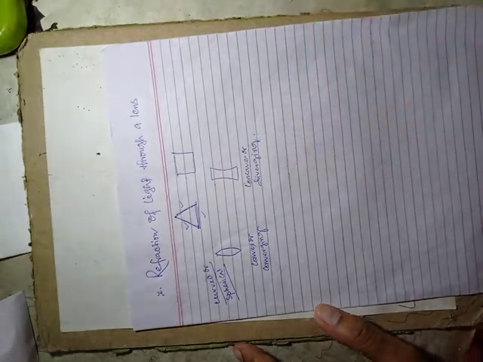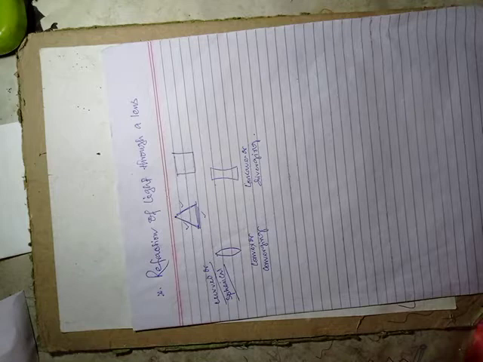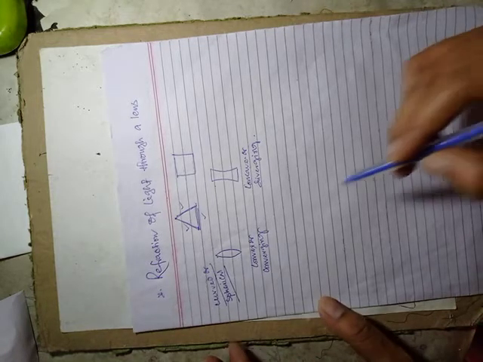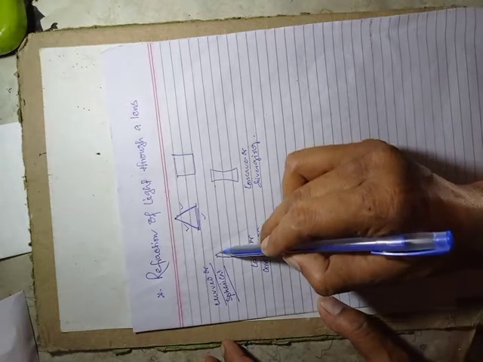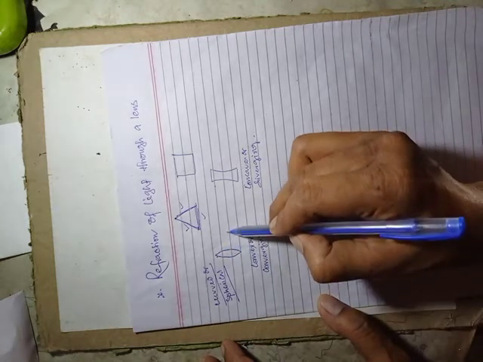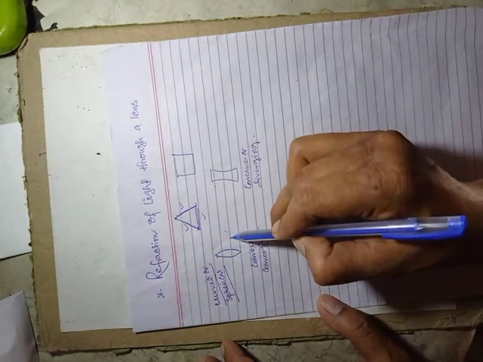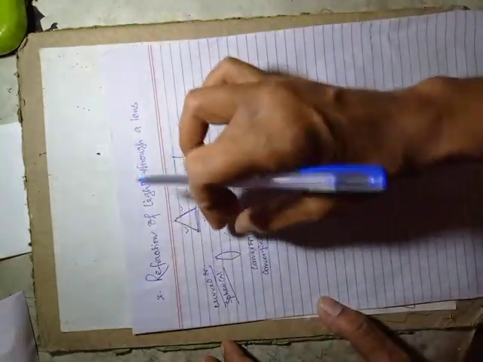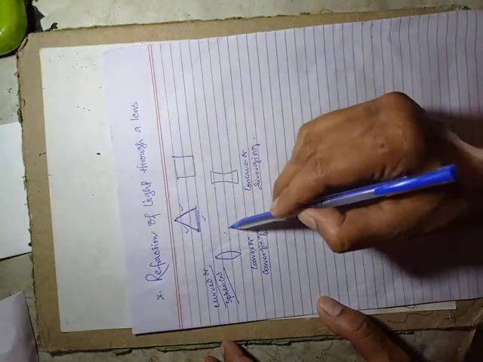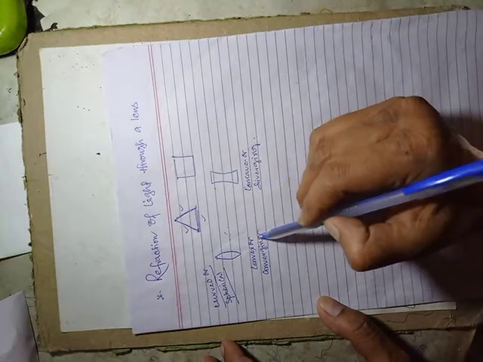So what is converging and what is diverging? When a light ray falls on this lens, it will immediately meet on the opposite side at a certain point. That's why converging means all the light rays that fall come together and meet at a single point. That's why this is called converging.